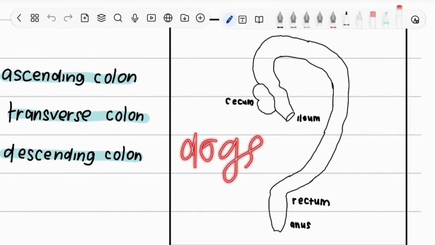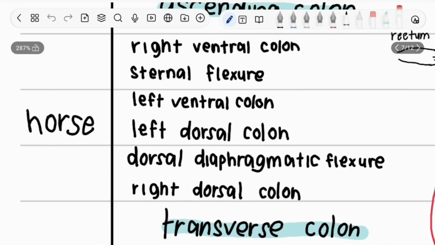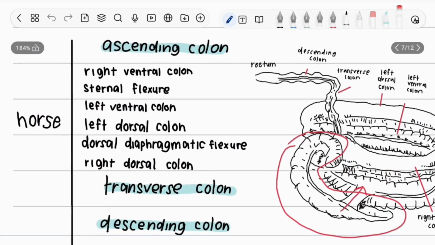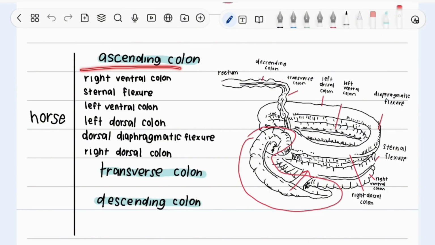Next, we're going to compare it with horses. This is the structure that you're going to look at. Basically, it has an ascending colon, transverse colon, and descending colon also. But the ascending colon divides into several parts that you need to know: 1, 2, 3, 4, 5, 6. Six parts.